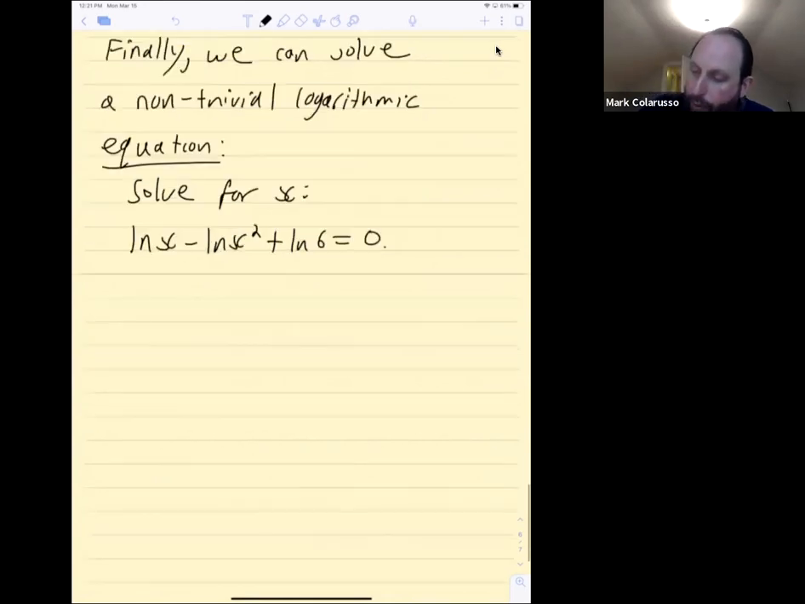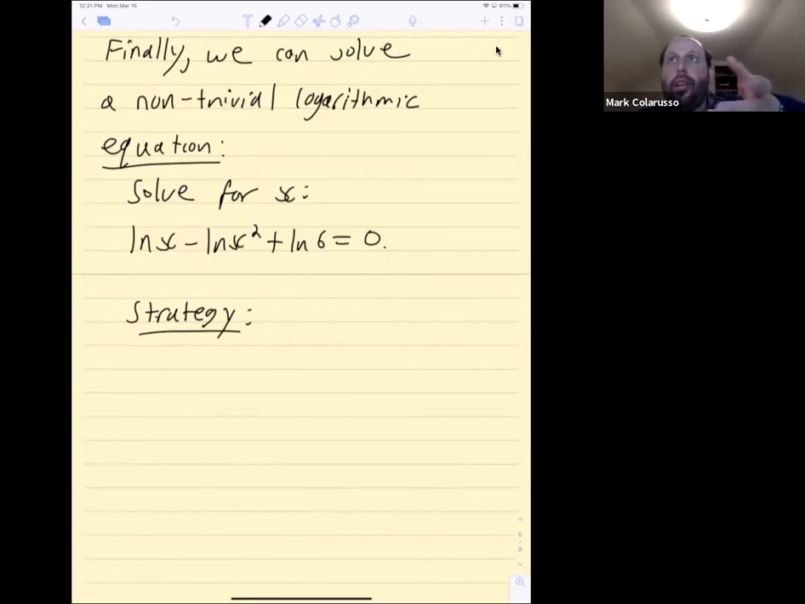So the strategy for these kinds of things: remember we had a strategy for exponential equations, and that was to isolate the exponential, then take the logarithm of both sides, and then solve an algebraic equation. So the strategy here is also in 3 parts, but instead of isolating the exponential, what you do with this kind of logarithmic equation is you use the properties of the ln to combine all the logarithms into a single logarithm on one side of the equation.